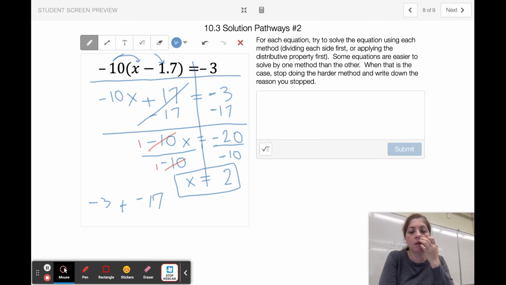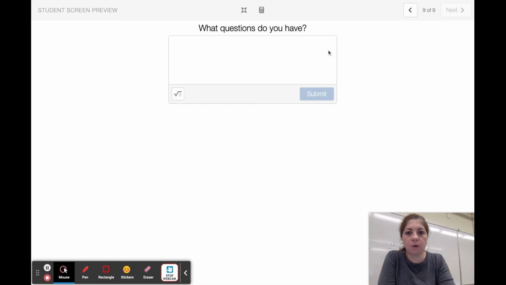And we did this with a different strategy, different than the previous slides. We did it by distributing the negative 10. You can, of course, go ahead and do the divide first strategy. And on the next slide, you have what questions do you have. So make sure that you add something in here and you don't just leave it like not applicable.